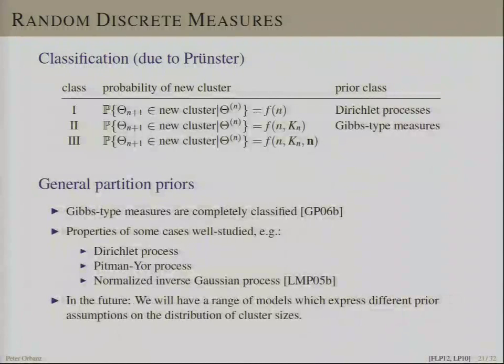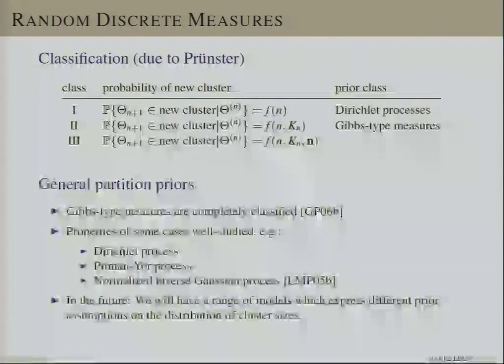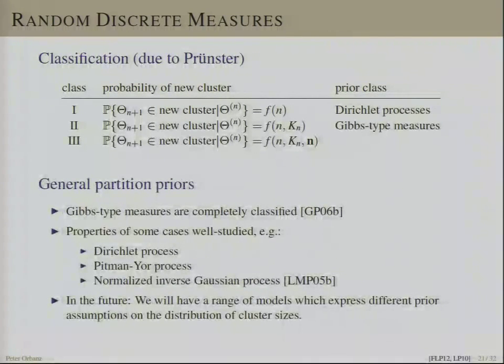Let me give you a heuristic description, or a description by circumstantial evidence, of what these Gibbs type measures are. I'm not actually going to define them, because that would get a bit technical, but I want to tell you what they are, or how we can think about them. And I will follow this classification here, which has been suggested by Igor Prinster, who's a mathematical statistician.